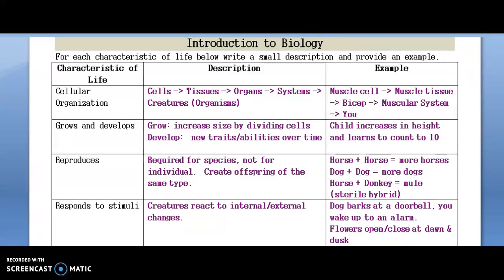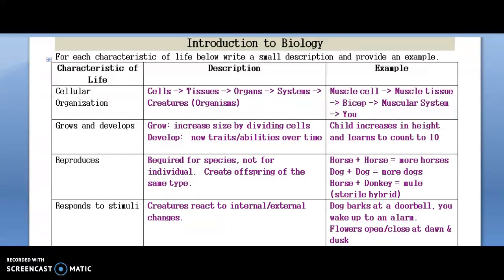All living things reproduce. This is required for the species, but not necessarily for an individual. An example of that would be a sterile hybrid, like when you combine a horse and a donkey. A mule is sterile, still alive, but in the general sense, if you combine two organisms, it's going to make more of the same offspring of the same type.